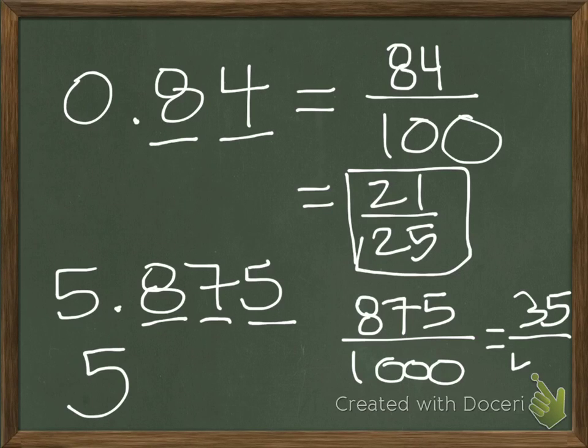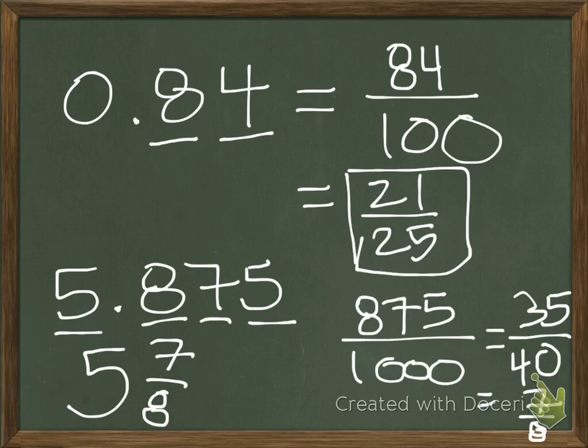If we divide 1,000 by 25, we get 40. And we can actually continue to divide here by 5 to get 7 over 8. And then we're going to put the 7 over 8 with the 5 that was already there to make the end result a mixed number, 5 and 7/8.